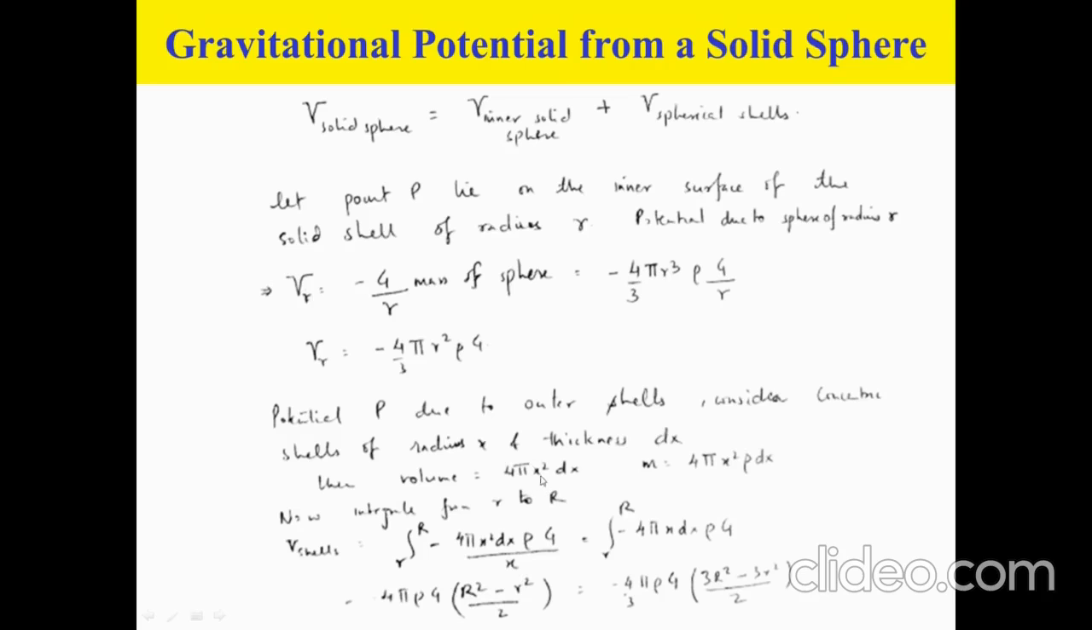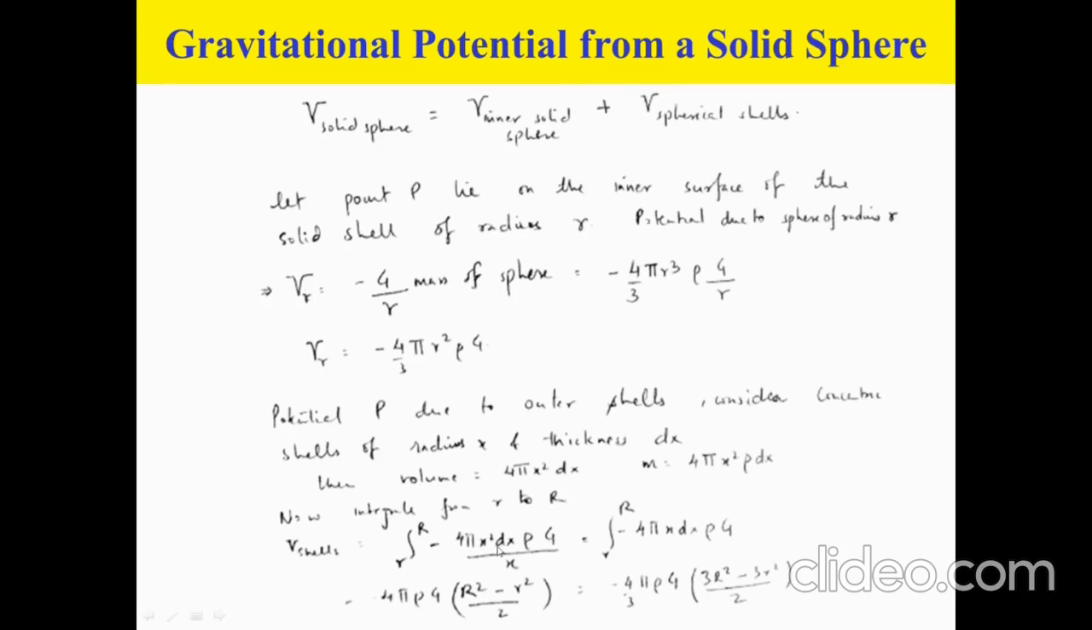Here we can plug in the expression of G by r. Instead of r we have x now because it's a variable, it is changing, and then we have your density times the volume.